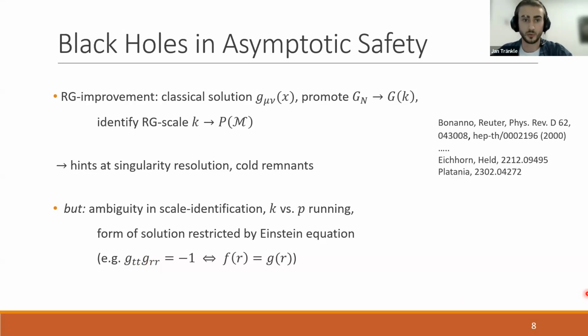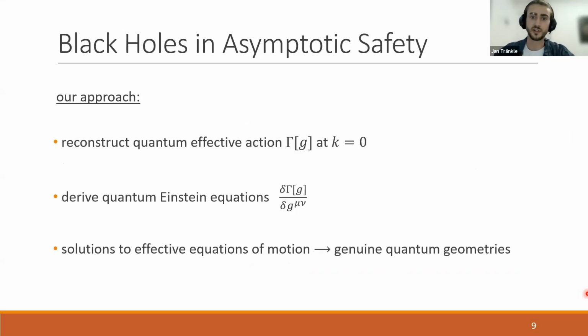In order to take one step beyond this RG improvement, our approach in this paper and in this talk looks like this. We start by reconstructing the full quantum effective action at k equals 0, so at the physical vanishing cutoff scale. Then we perform a variation of this effective action to derive the effective field equations that will correspond to the quantum version, basically, of Einstein's equations.